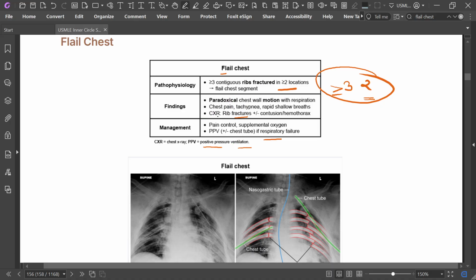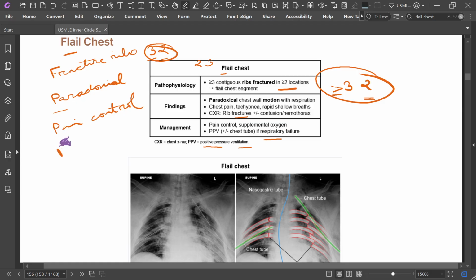So what are the things we need to remember in flail chest fractured ribs? Flail chest fractured ribs, that is 3 2. Remember this: 3 2 is not continuous like 2 3, so it is a paradox. So paradoxical chest movement, and pain control, and another P is for positive pressure ventilation if respiratory failure. That's all about flail chest.